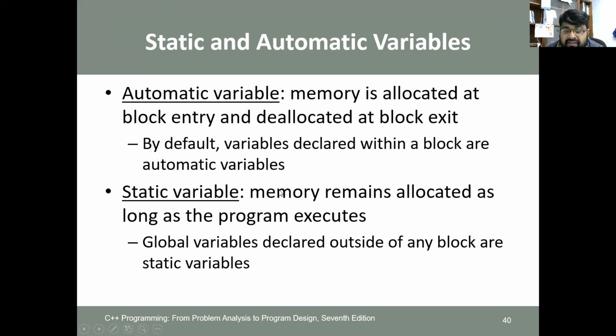On the other hand, for the static variable, memory remains allocated as long as the program is executing. So for a static variable, which is not automatic, which is declared as static, the memory will remain allocated as long as the program executes. Global variables that are declared outside of any block are by default static variables, and they will hold their values. That's how the function works.